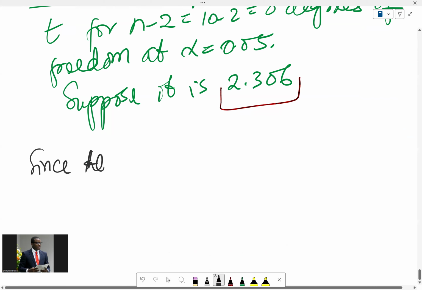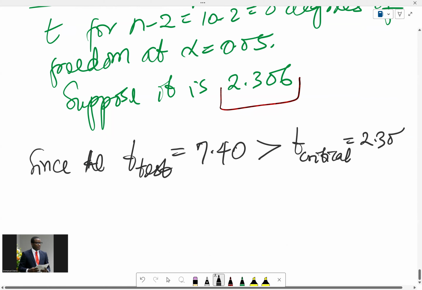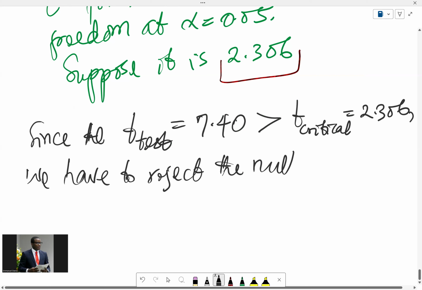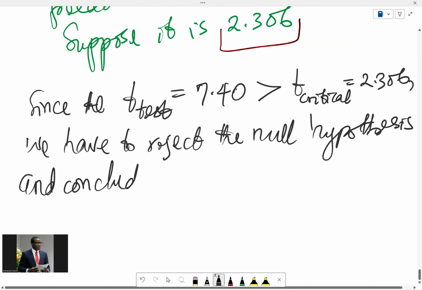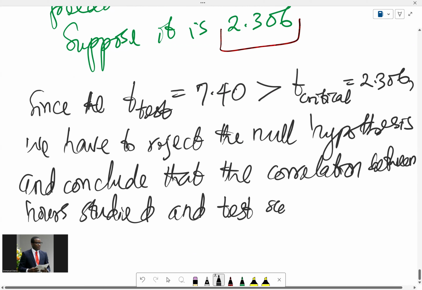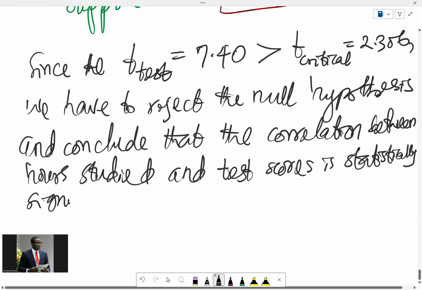So since the T test statistic is 7.40 and it is greater than the T critical, which is anything you get from the table, 2.306 in this case, we have to reject the null hypothesis and conclude that the correlation between hours studied and test scores is statistically significant.